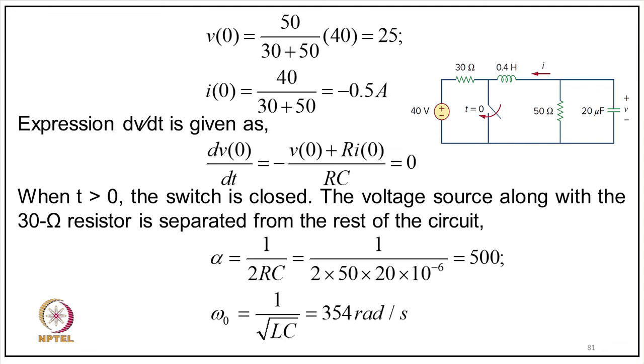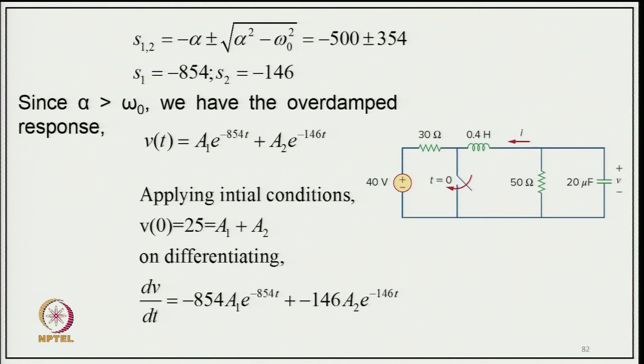So, in this case alpha is equal to 1 upon 2RC, that is 1 upon 2 into 50 into 20 into 10 to the power minus 6, that is 500, and omega0 is 1 upon root LC, that becomes 354 radian per second. So, the roots S1, S2 will be equal to minus alpha plus minus root of alpha square minus omega0 square. That is minus 500 plus minus 354, where S1 is minus 854 and S2 is minus 146. Since alpha is greater than omega0, we have an overdamped response, and we can say V(t) equals A1 e to the power minus 854t plus A2 e to the power minus 146t.